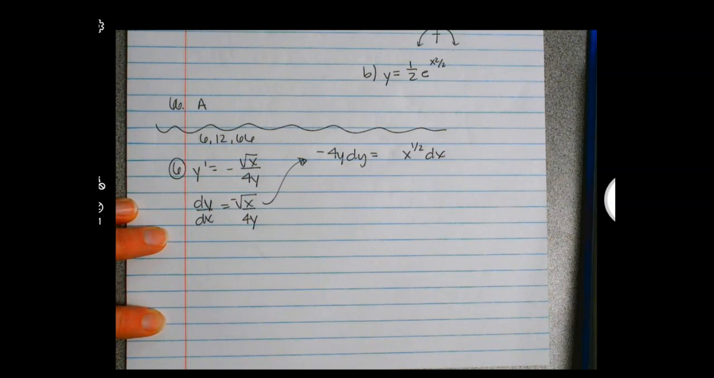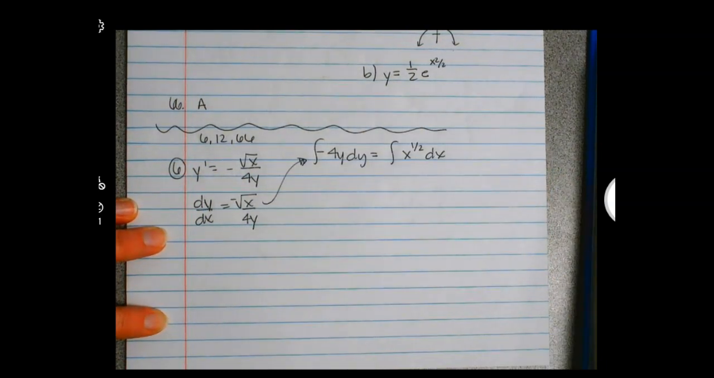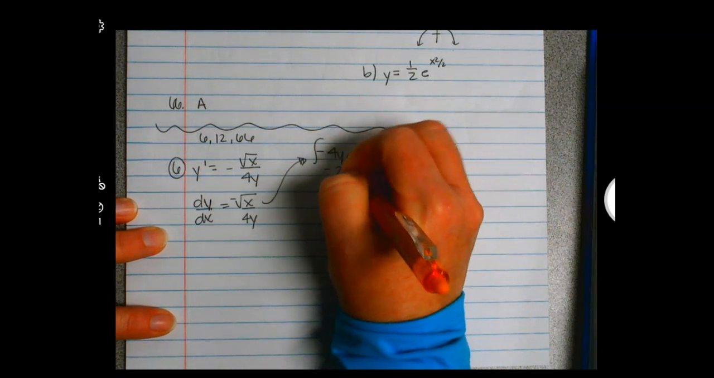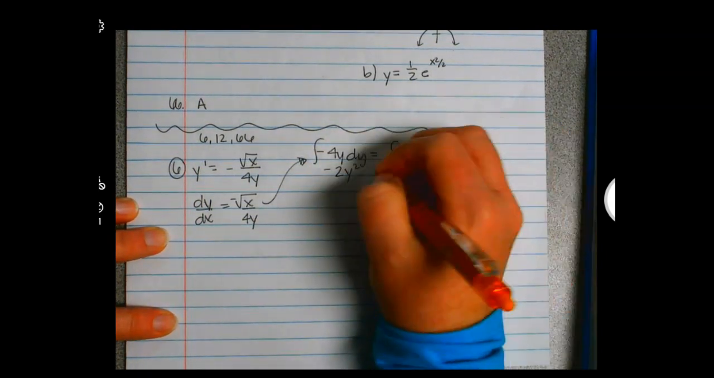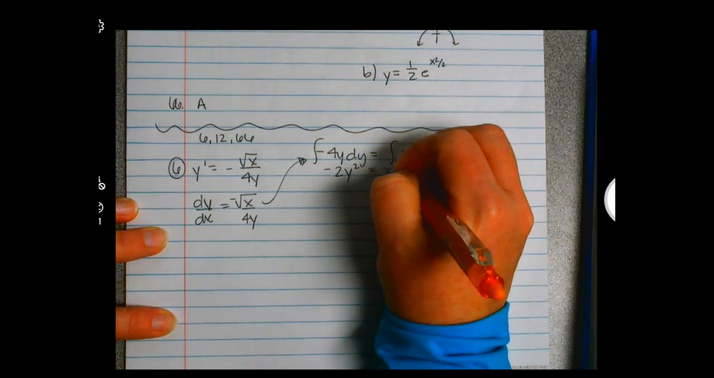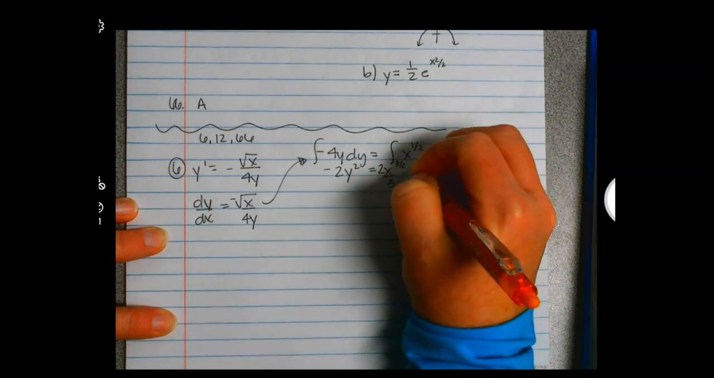So now we can integrate both sides because they both have a dy or a dx. And we're going to get negative 4 over 2, which is negative 2y squared on this side, equals x to the 3 halves over 3 halves, which means times 2/3, plus c.